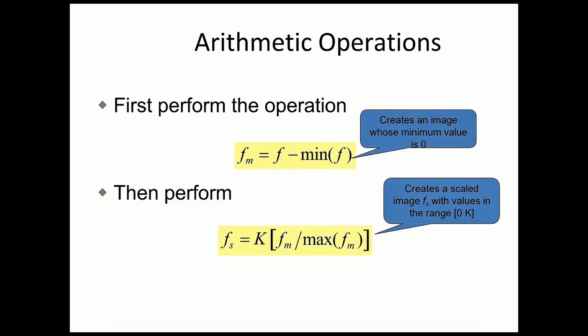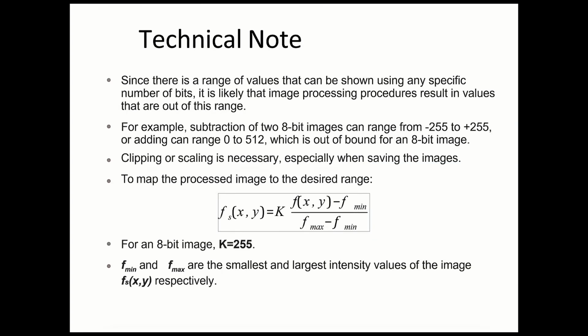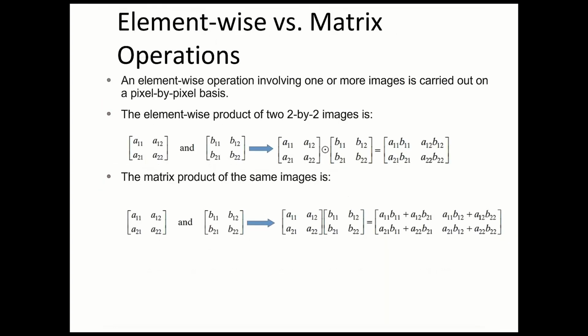So whenever we do something, we have to make sure that the values are within the range. That is scaling. And we can do the same 2 steps in 1 step: minus minimum, divided by max minus minimum, times gain. This is the formula that gives you the same thing that we did here. Again, this is point-to-point multiplication, not matrix multiplication where you multiply row with column.